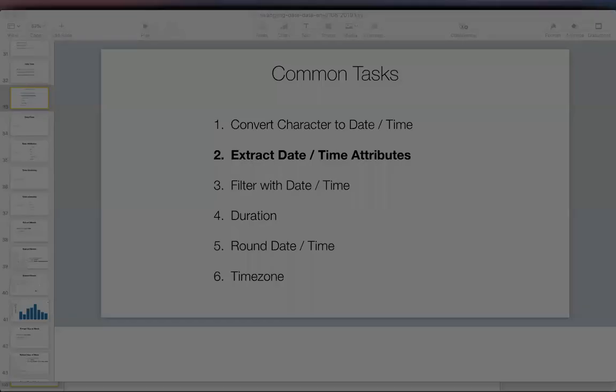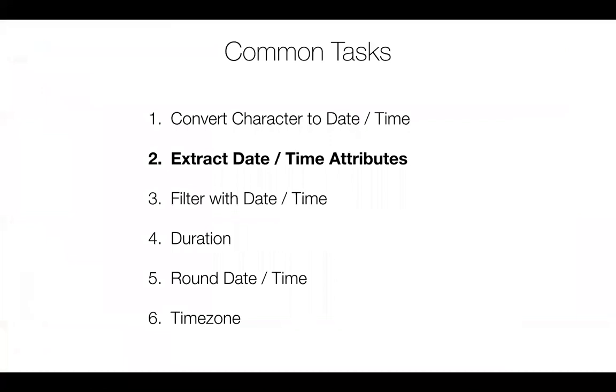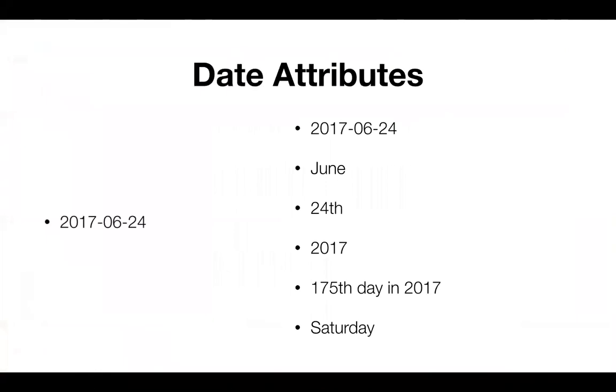Then the second one is the extract. I actually already did this, so I'm going to go quickly because there's nothing magic about it. Basically, when you have data like 2017-06-24, this actually contains a lot of information. For example, the 06 means this is June, and 24 is the 24th of the month. If you care about the year, this is the 175th day in 2017. This day also happened to be Saturday, right? And there is other information too. For example, this is the second quarter.